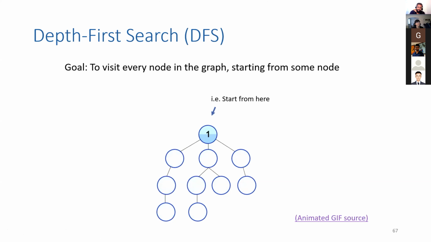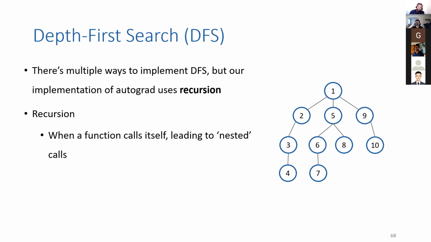I'll let this nice animation play one last time, and then I'll move on to the next slide. So there's multiple ways to implement DFS, but for our implementation of AutoGrad, one of the best ways to do it is to use recursion. Recursion is essentially when a function calls itself within the function. Like Inception, to use the reference, a function calls itself, leading to nested calls.